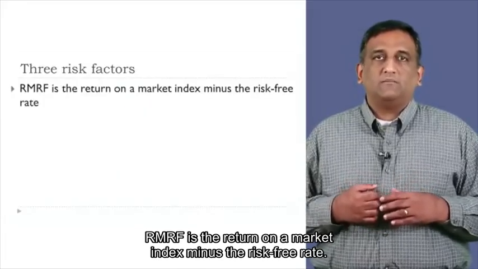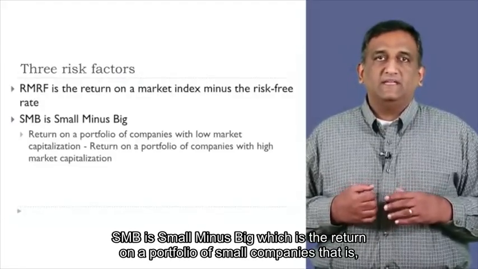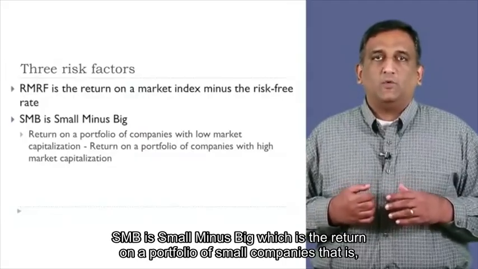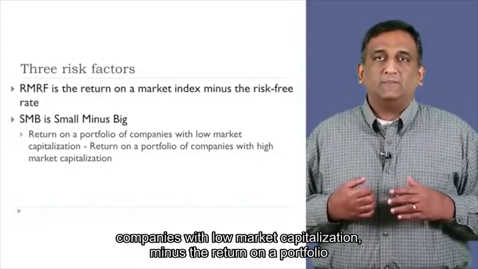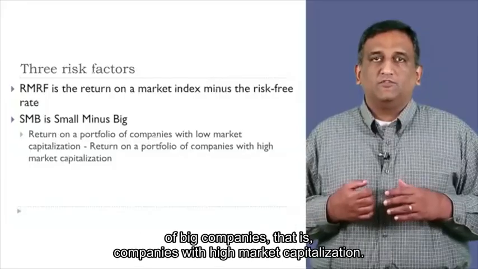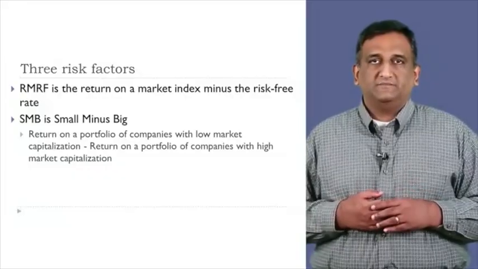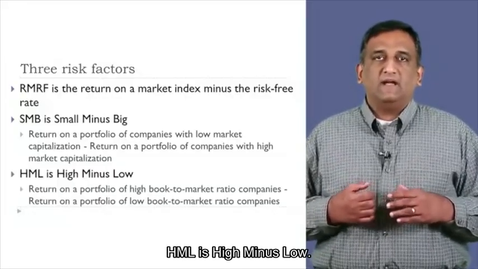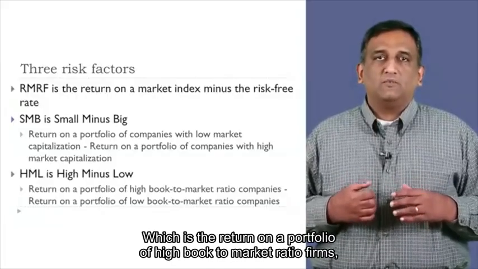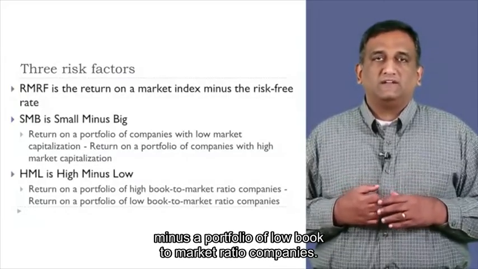RMRF is the return on a market index minus the risk-free rate. SMB is small minus big, which is the return on a portfolio of small companies, that is, companies with low market capitalization, minus the return on a portfolio of big companies, that is, companies with high market capitalization. HML is high minus low, which is the return on a portfolio of high book-to-market ratio firms minus a portfolio of low book-to-market ratio companies.